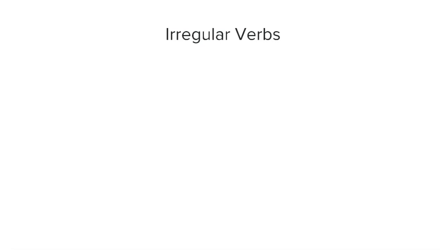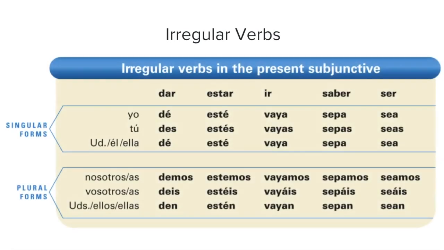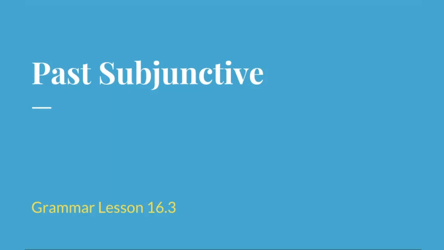And then we had a couple of irregular verb forms that we also learned about with the present subjunctive. These should look familiar to you, as they're the same 5 verbs that we talked about being irregular in the negative usted and ustedes command forms. Okay, that was the present subjunctive in a nutshell.